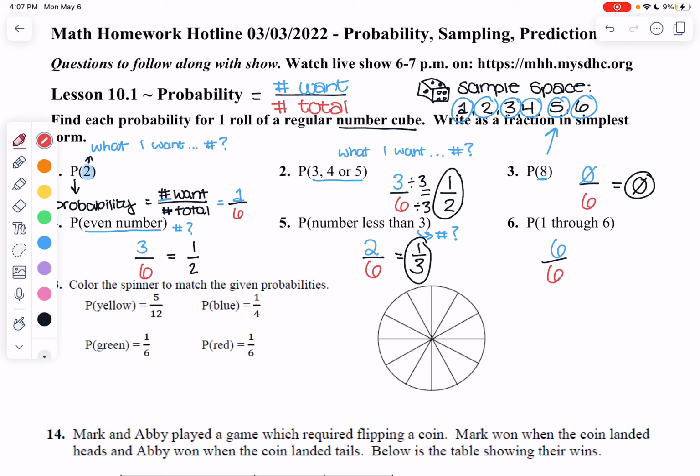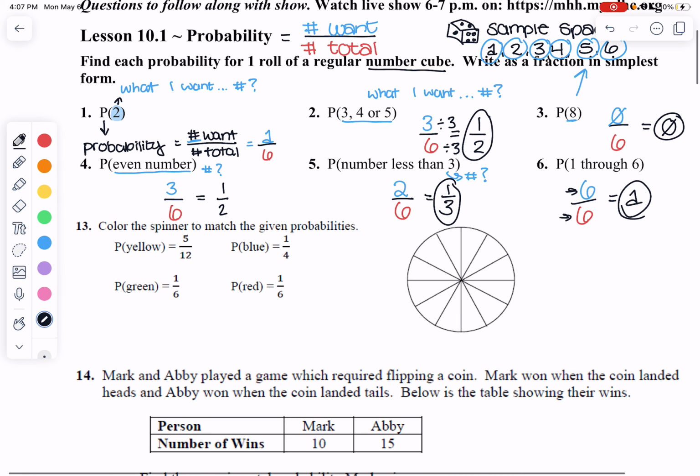If I typed in my calculator 6, ABC 6, that is going to simplify to 1, all right? Because I'm dividing something by itself. If I take 6 apples and divide them by 6 friends, everybody gets 1 apple. All right, let's move on to number 13.